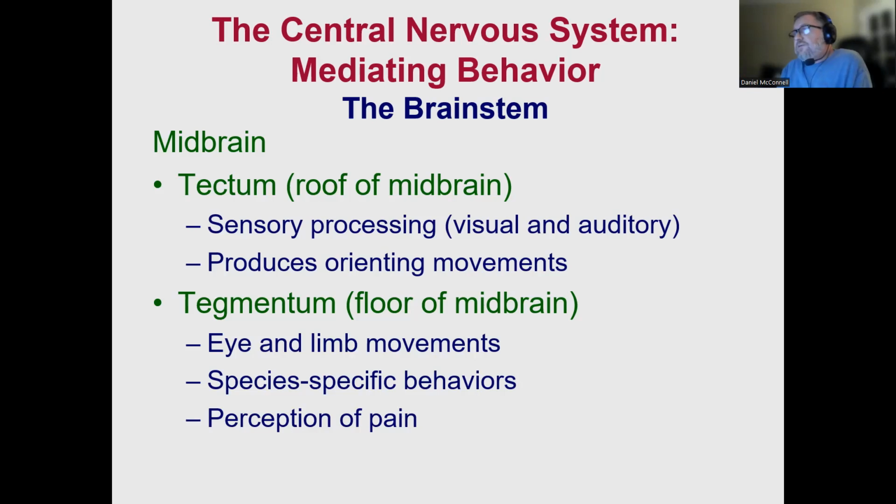And the same goes for the control of blinking with your eyes. So a visual input that says something's coming at my eye, I need to blink. That's happening with that sensory input coming in from the visual part in the tectum, right?